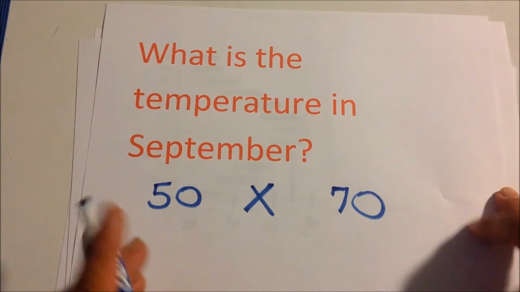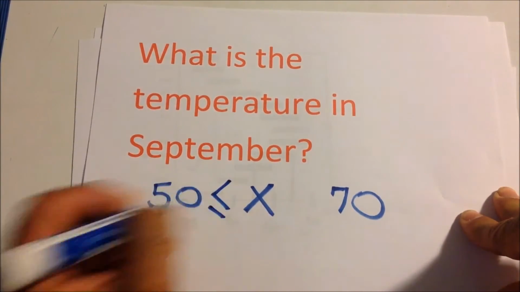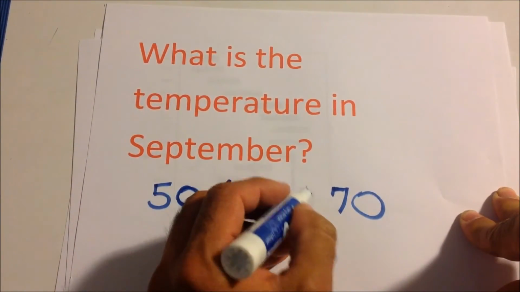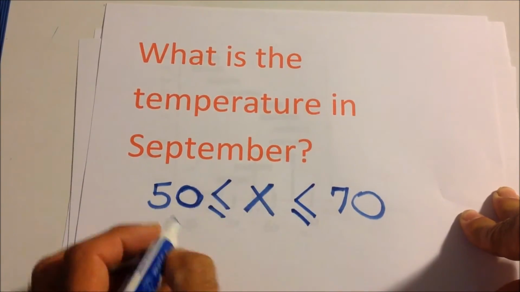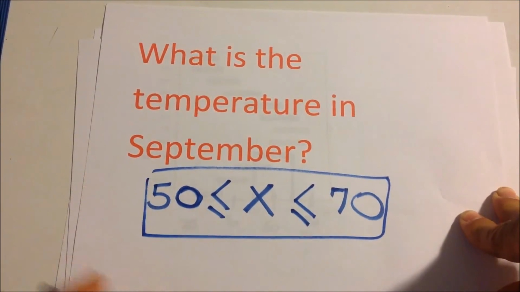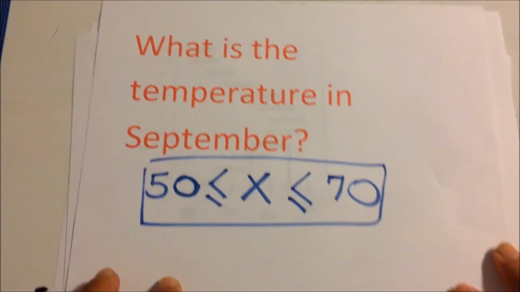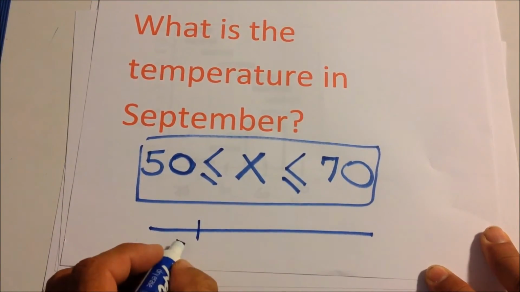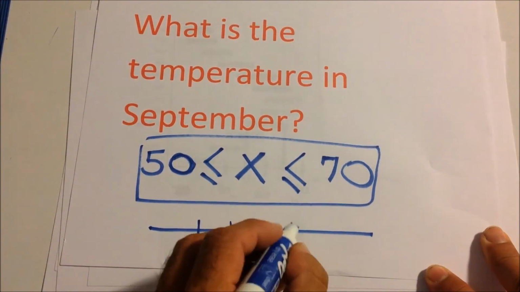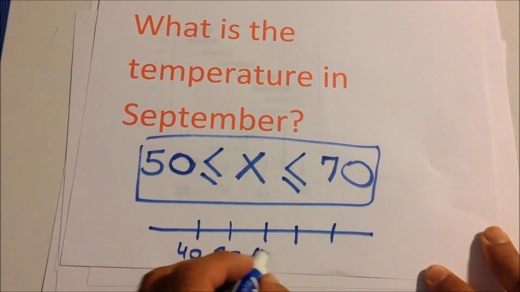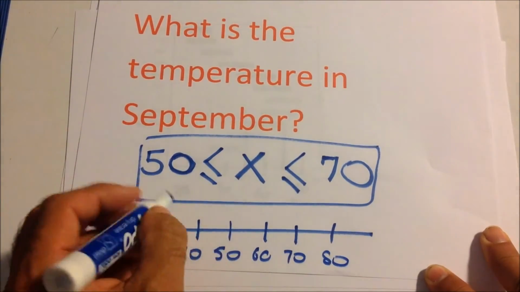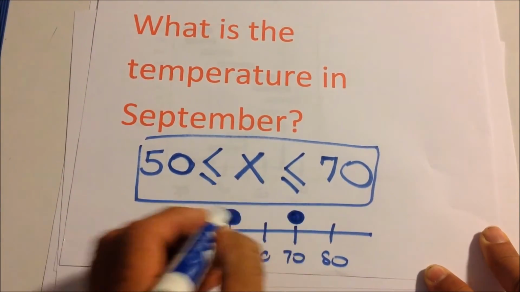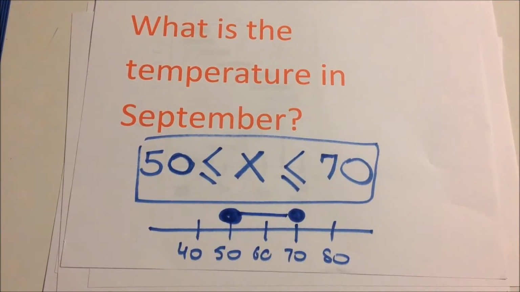Now, we're saying it could be 50 or greater, and it could be 70 or less. So that's how you would write it. So that's writing a floating bar graph. And on the graph itself, if you made a line, and let's say you started with 40, 50, 60, 70, 80, you can say that it could have been 50, and it could have been 70. And that would be our bar graph.